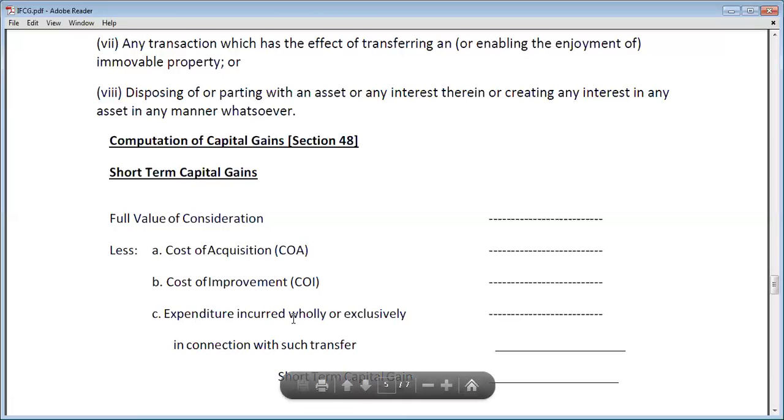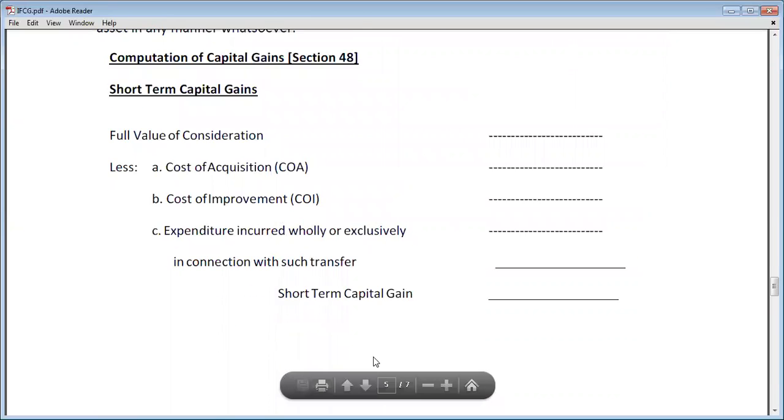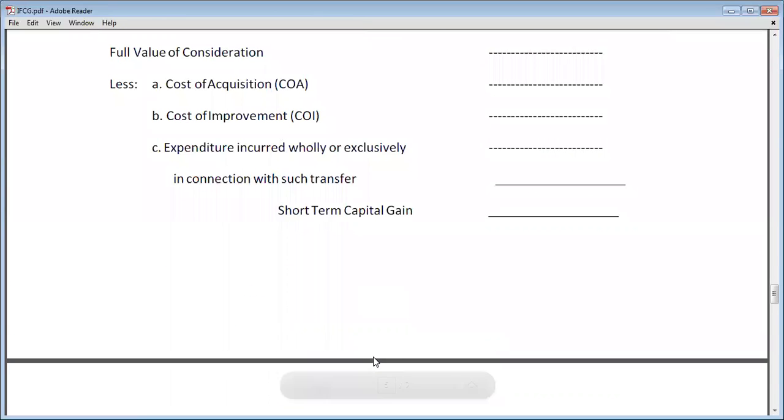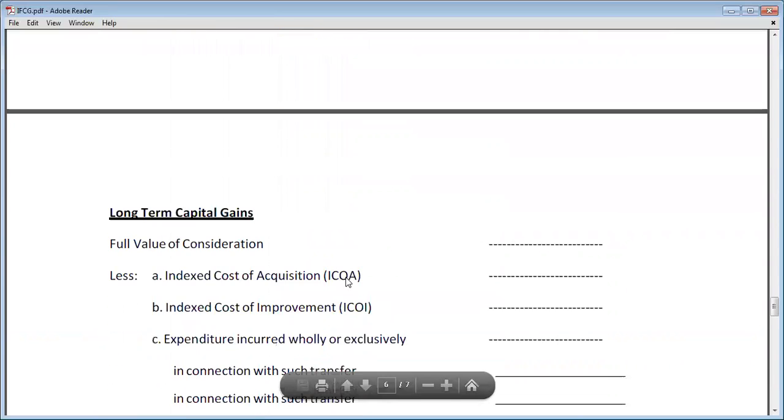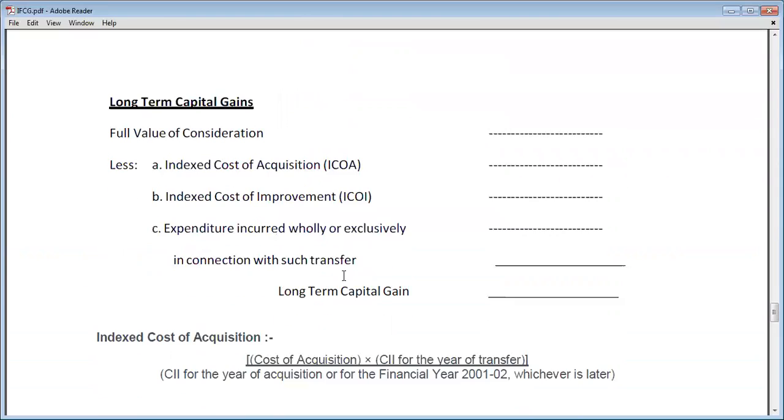Then expenditure incurred wholly and exclusively in connection with such transfer. So if you have incurred any expenditure for the transfer of such assets, then you will less that amount also. So the resultant amount will be short-term capital gain. Okay. Now let's move on to long-term capital gain. How will we compute the long-term capital gain?